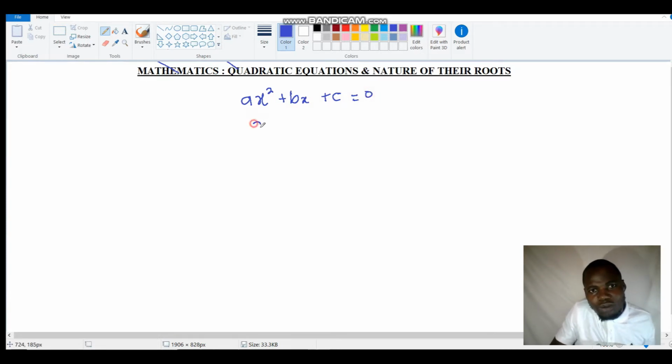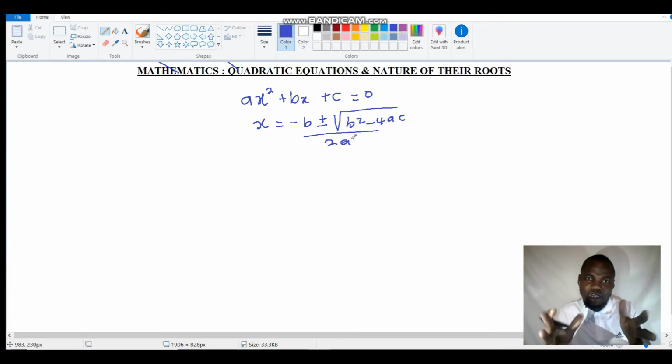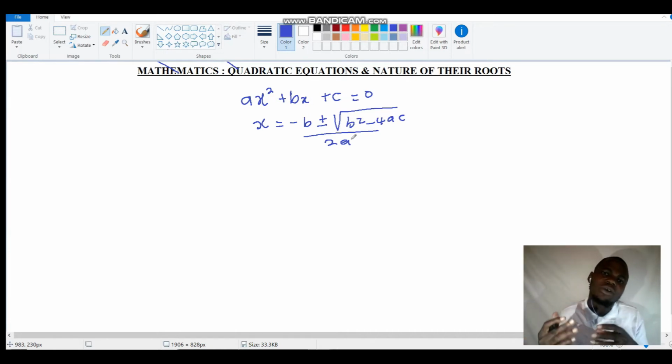The roots of this quadratic equation will be x equals minus b plus or minus the square root of b squared minus 4ac, over 2a. So this is the general expression of the roots of any given quadratic equation. Remember, I told you that the quadratic equation is quadratic because it has the highest power of 2.